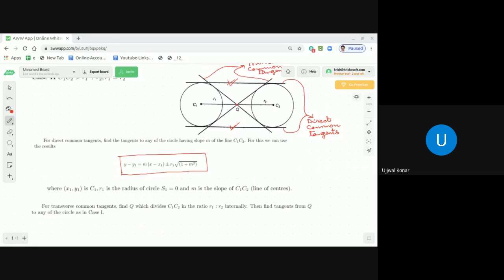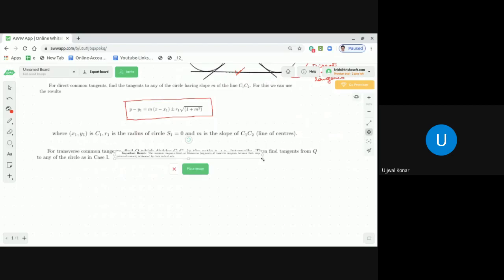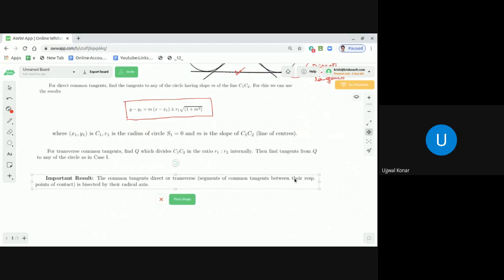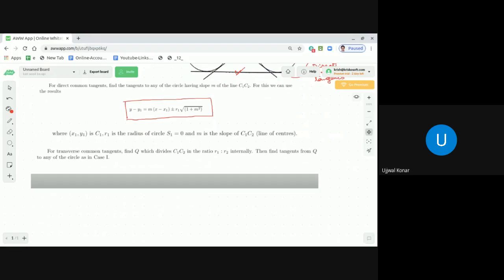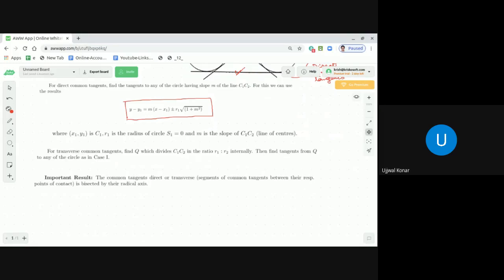Now, here is one important result I would like to mention, dear students: the common tangents, direct or transverse, are bisected by their radical axis. I repeat, the segment of the common tangents between their respective points of contact is bisected by their radical axis. If you want, you can prove this also. But my primary task is to inform you about this statement, because it is important while solving problems, and this information will be very handy. You can just recall it and start solving the problem based on these concepts.